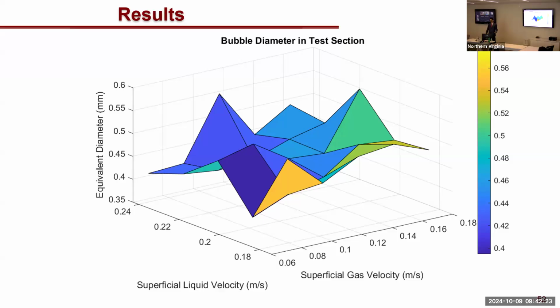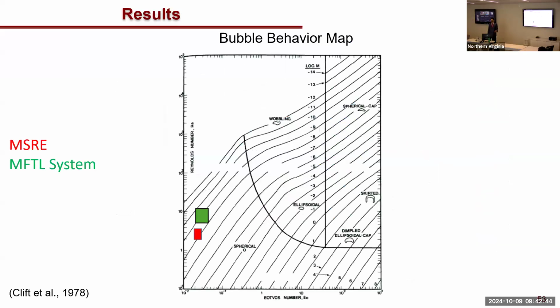Comparing these results, the size of these bubbles, to what our target was, you can see that we are above the target equivalent bubble diameter. We were shooting for about 0.35 millimeters of equivalent bubble diameter, but we ended up getting around 0.4 to 0.6. The target is in red, and what we actually got was in this green box. We're able to fix this by decreasing the width of the microchannels. I'll discuss that a little bit later.